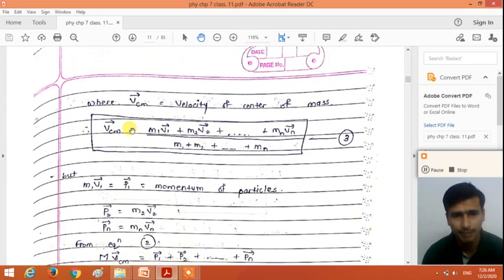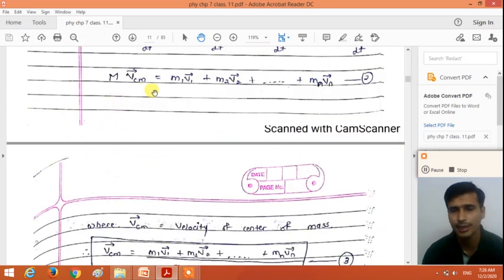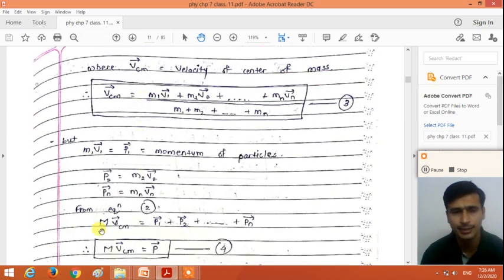But M into V_CM we cannot take as p_CM, because here V_CM is the velocity of the center of mass and M is the total mass of the system of particles. So we take as it is, M into V_CM is equal to p1 plus p2 up to pn, right? So p1 is the momentum of the first particle, p2 is the momentum of the second particle, pn is the momentum of the nth particle, right?